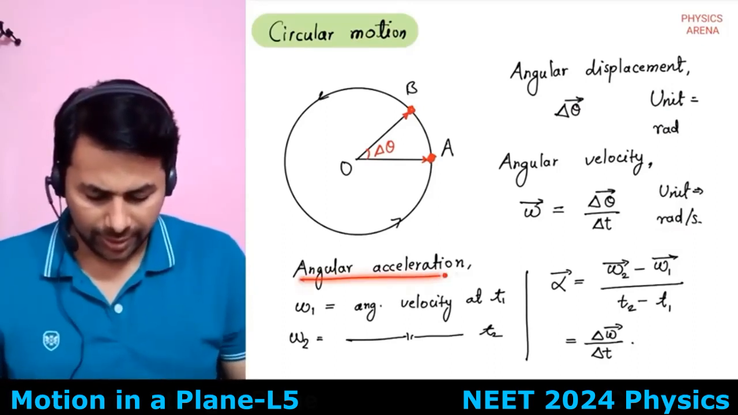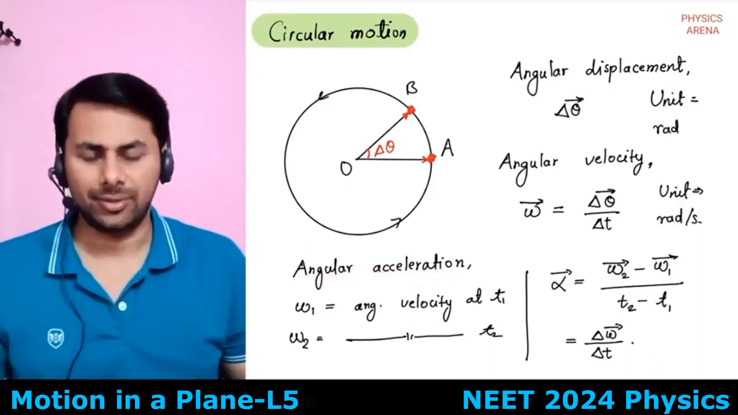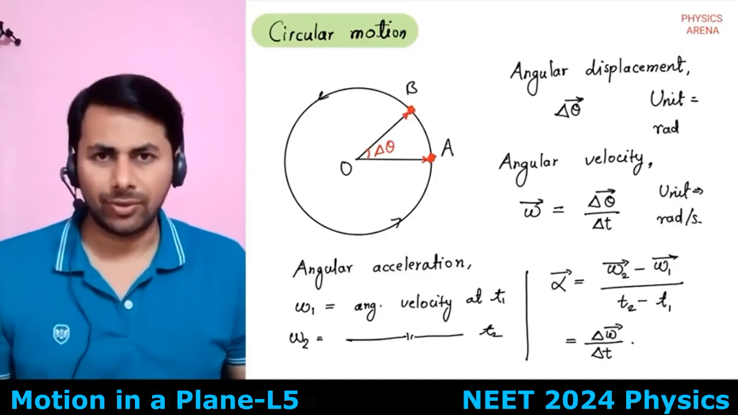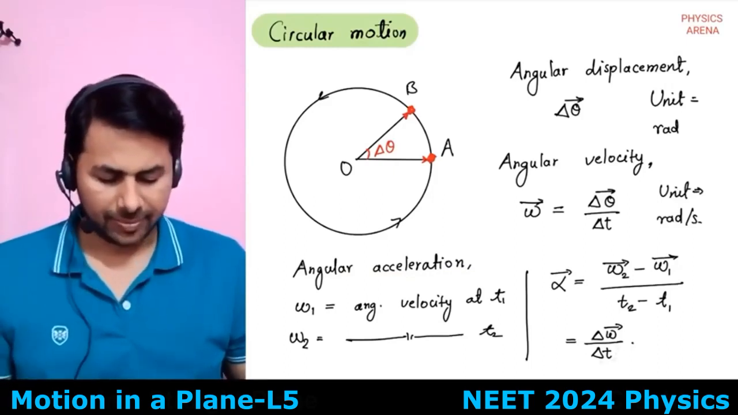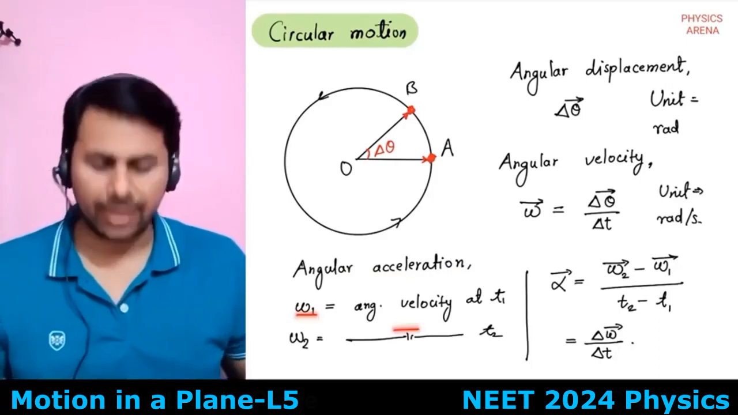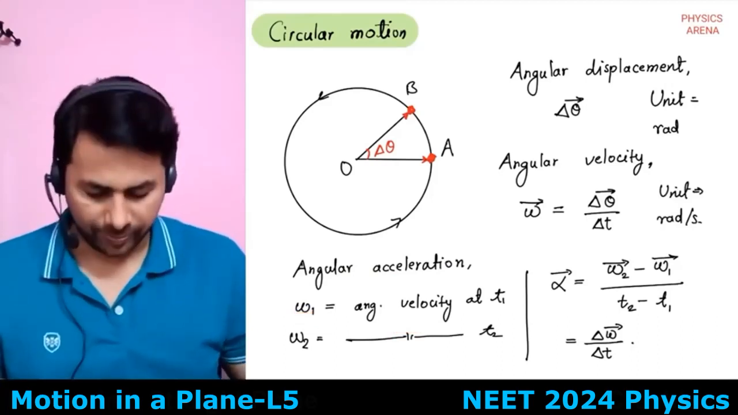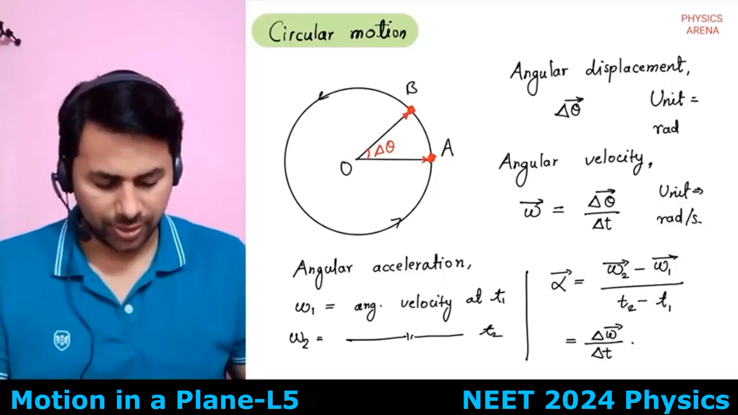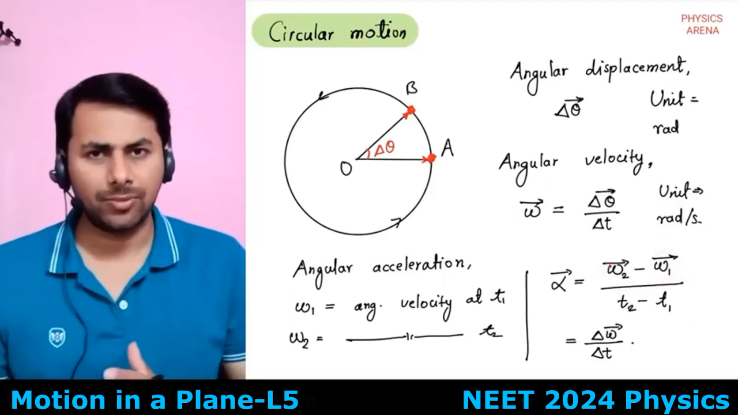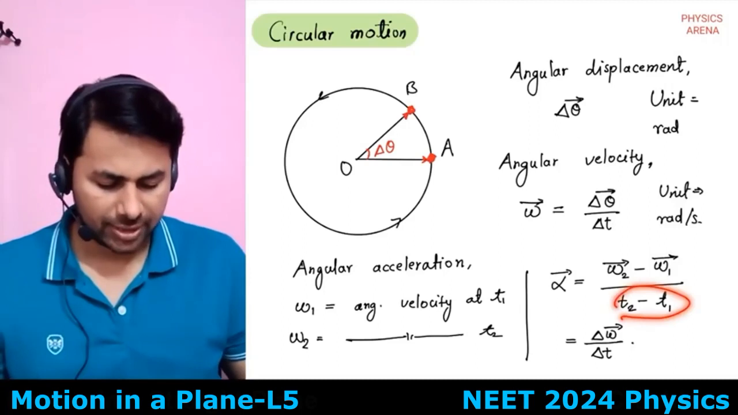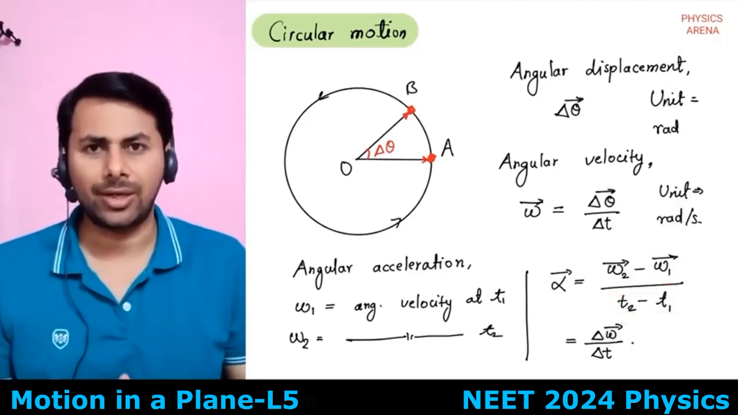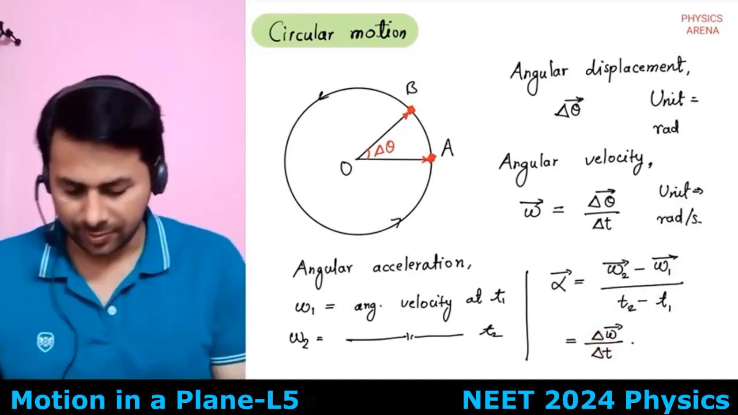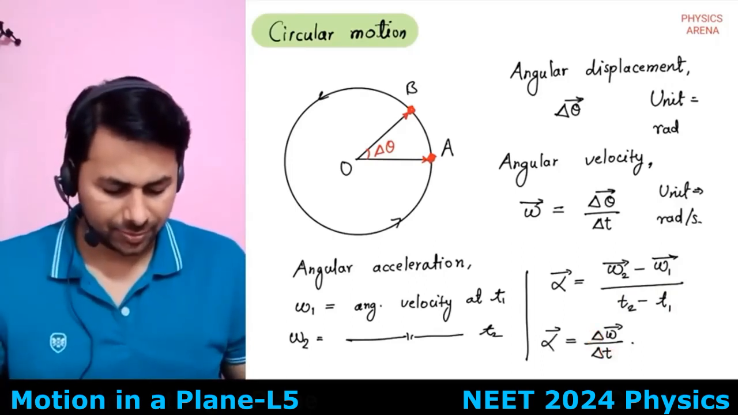Then comes angular acceleration. Angular acceleration is just change in angular velocity divided by time. Suppose omega 1 is the angular velocity at some time t1, and omega 2 is the angular velocity at some time t2. So the change in angular velocity is omega 2 minus omega 1, and the change in time is t2 minus t1. So average angular acceleration will be delta omega divided by delta t. This is average angular acceleration.